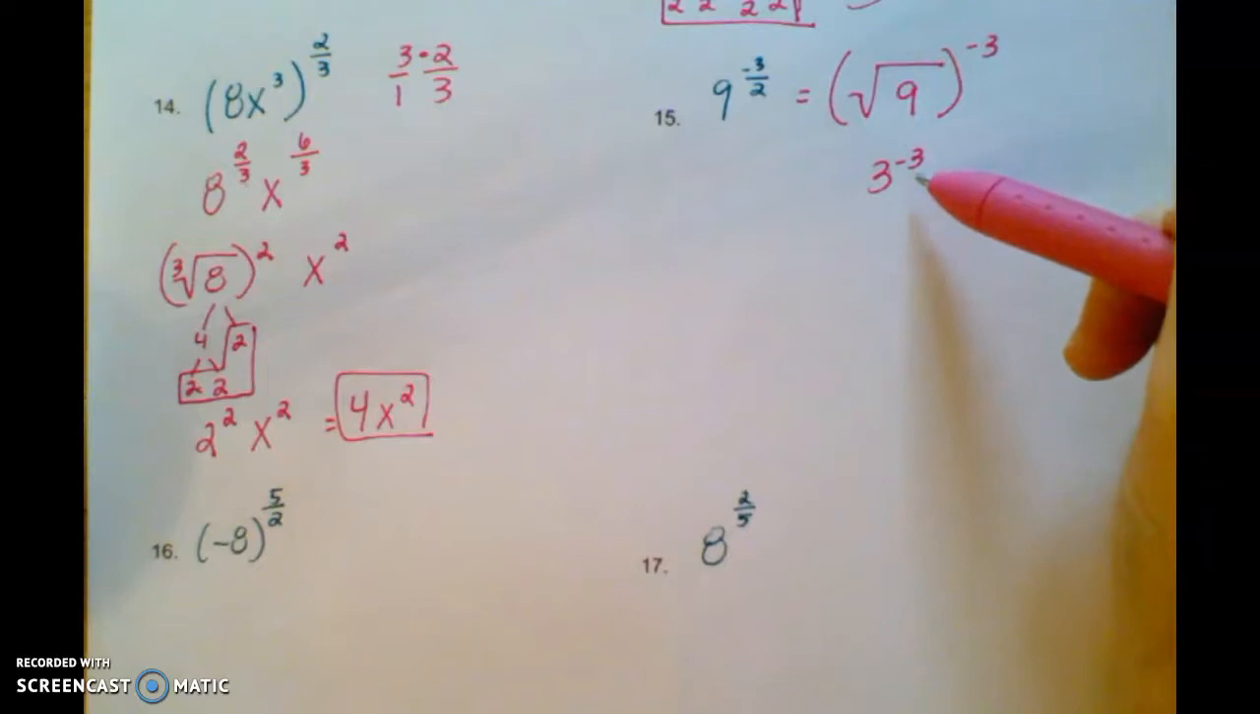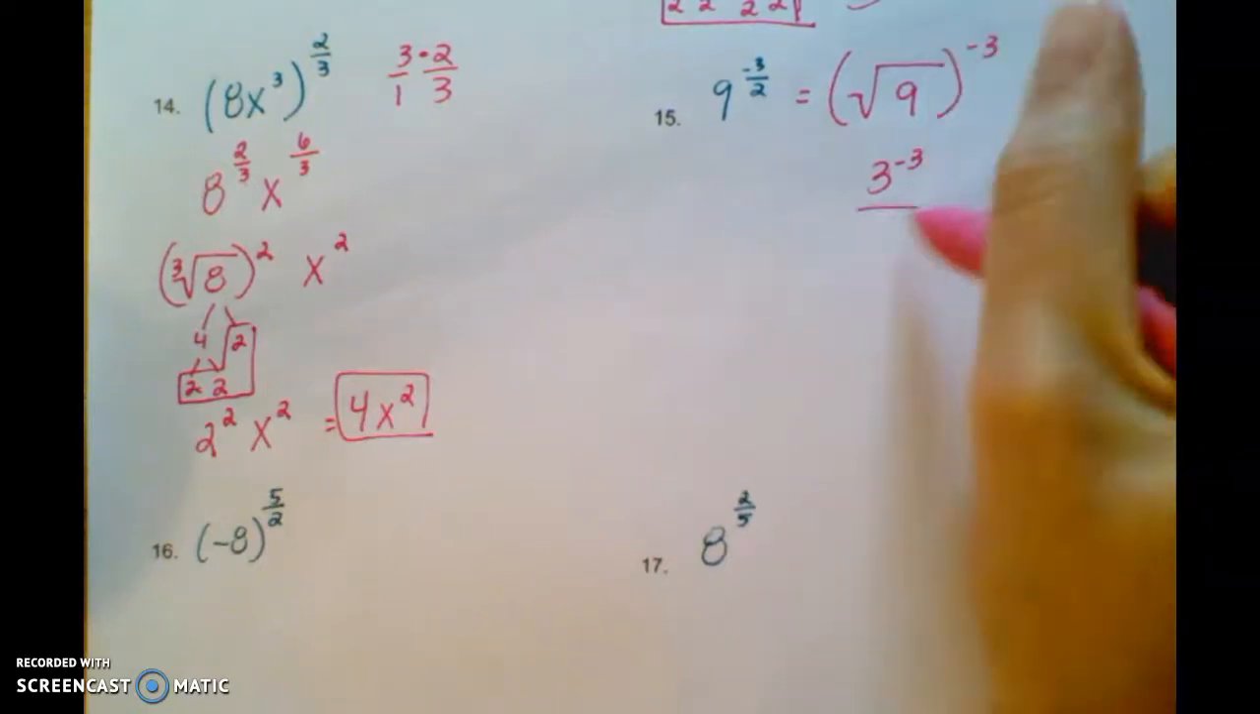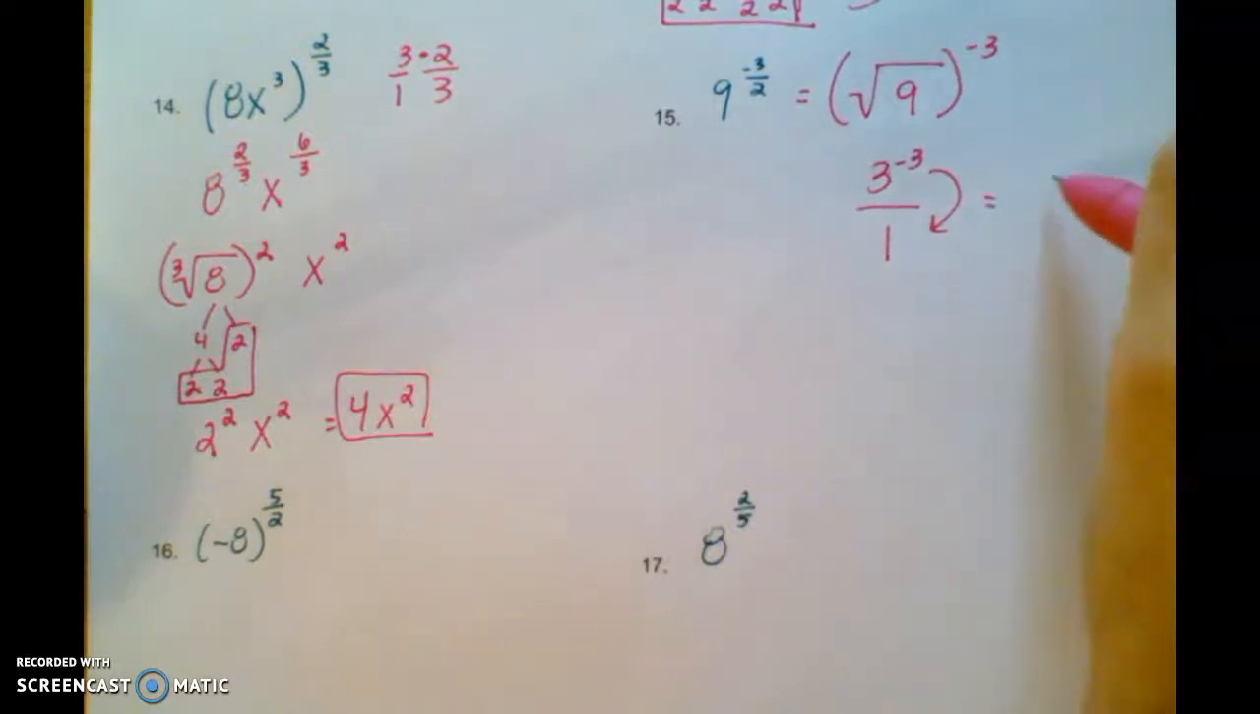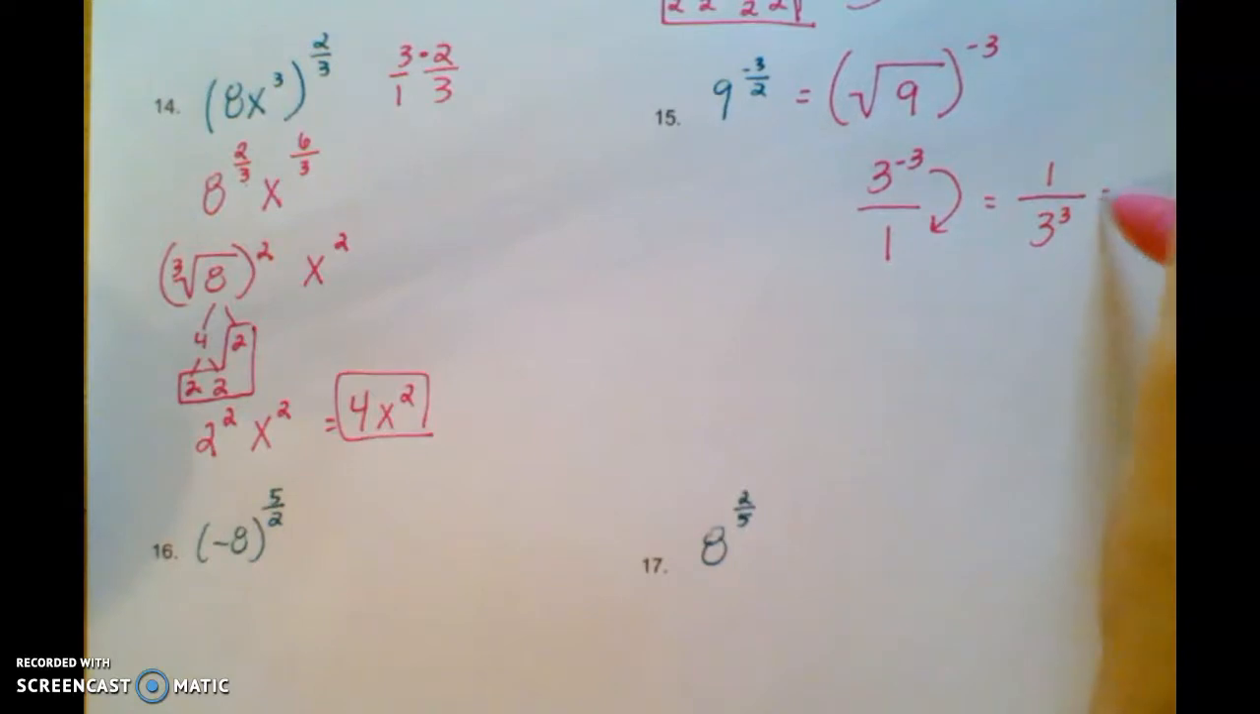Remember what we talked about in the last video. When we have a negative exponent, to make it positive, we take it to the bottom. So we're actually going to have 1/3 cubed, and 3 cubed is 27, so the answer is 1/27.